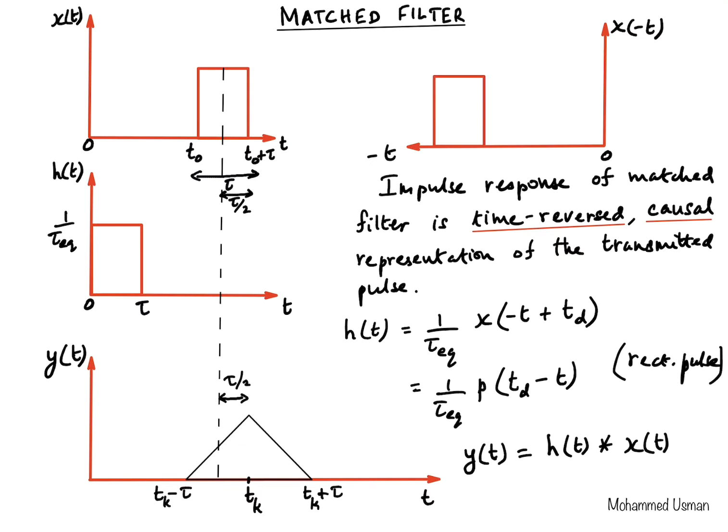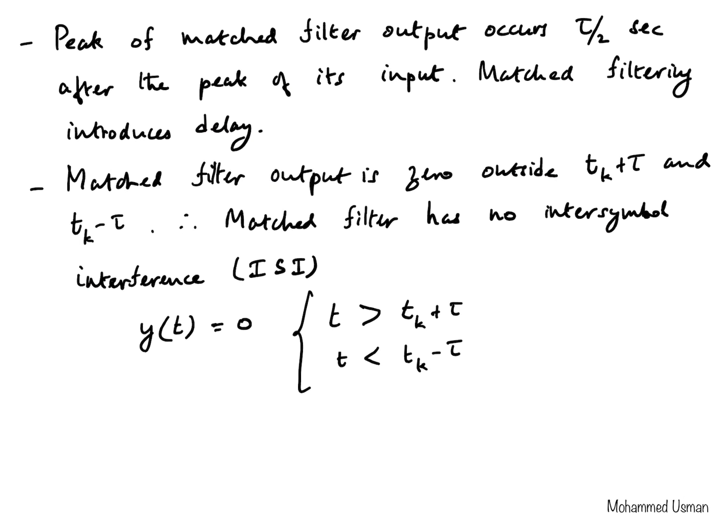The tau equivalent that we have chosen here as the amplitude, 1 by tau equivalent, is chosen as the amplitude of the matched filter impulse response. Now what does this tau equivalent represent? This tau equivalent is nothing but the energy of the transmitted pulse. So now we can write, tau equivalent is set as tau equivalent equal to the energy of the transmitted pulse, which is p square of t dt integrated from minus infinity to infinity.